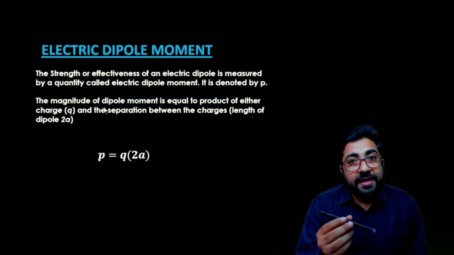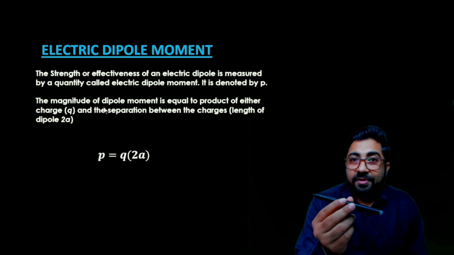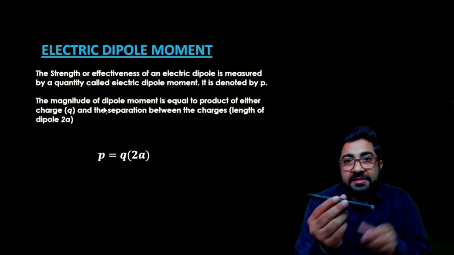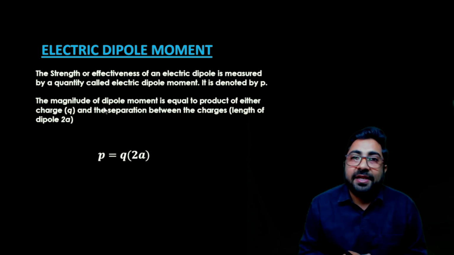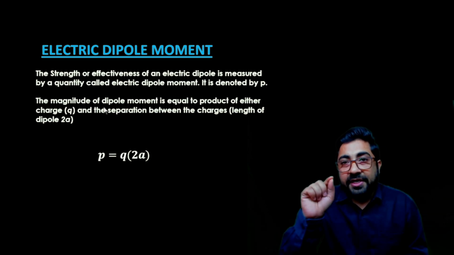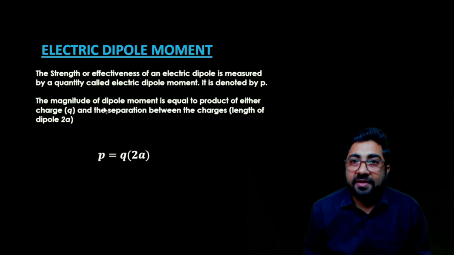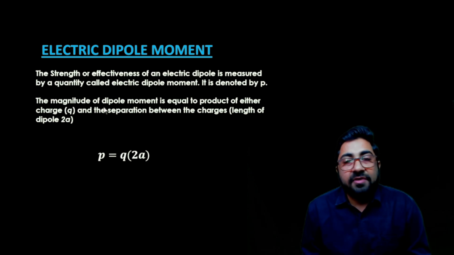Why is this a vector quantity? If I give you one molecule, which charge is positive and which charge is negative? It means if I mention the direction here, we come to know which charge is positive and which charge is negative. So direction is associated with it.